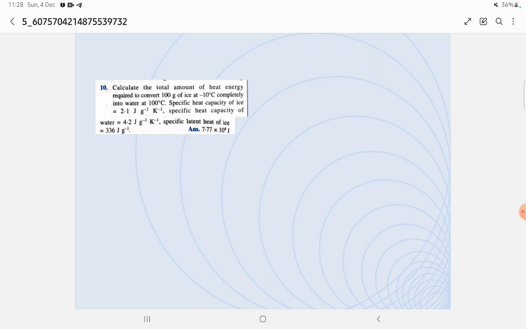So first, 100 gram of ice will be converted to 0 degree centigrade ice from minus 10, because 0 degree centigrade is the melting point of the ice. Fusion or melting will take place at this temperature. So first you have to convert minus 10 degree Celsius ice to 0 degree. After that, from 0 degree Celsius ice to 0 degree Celsius water, keeping the mass constant. There will be no change in the mass.